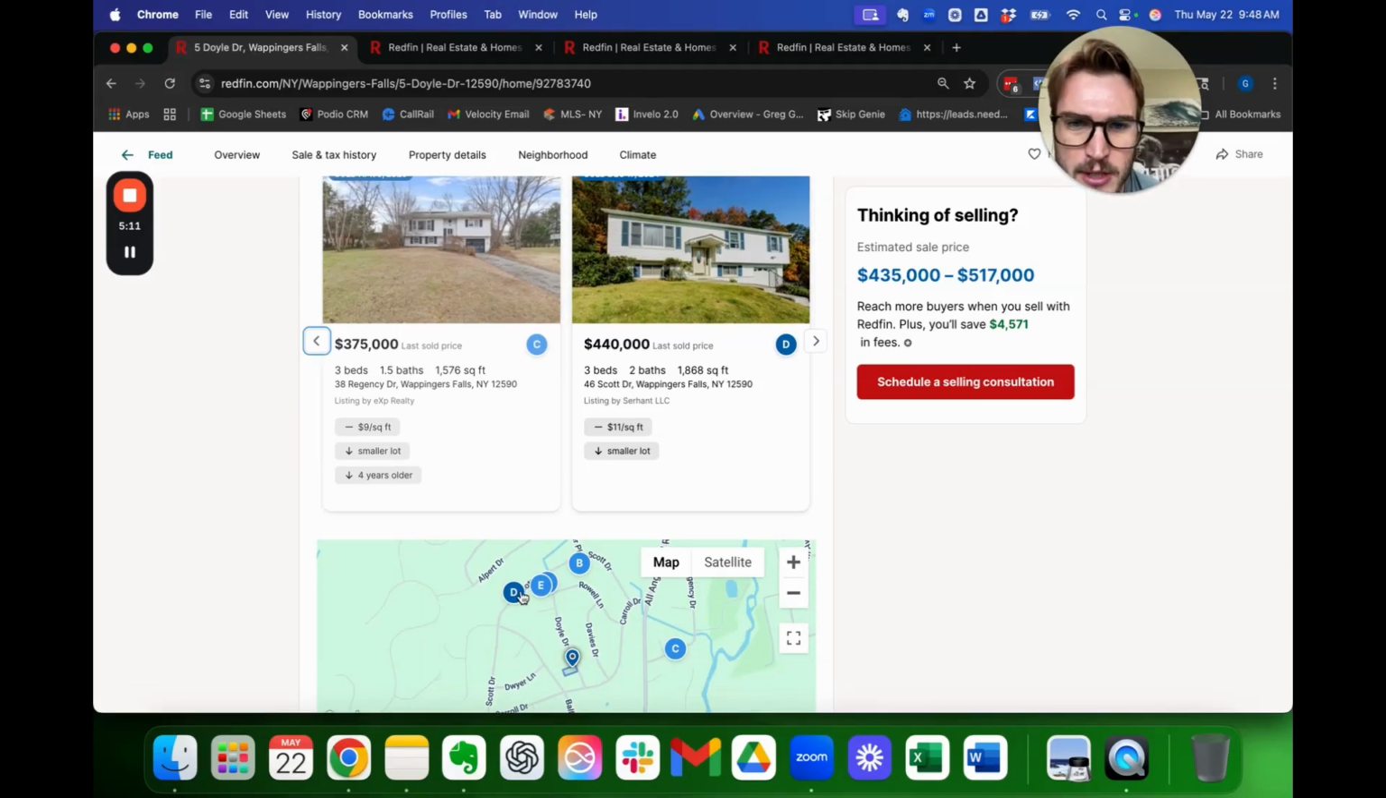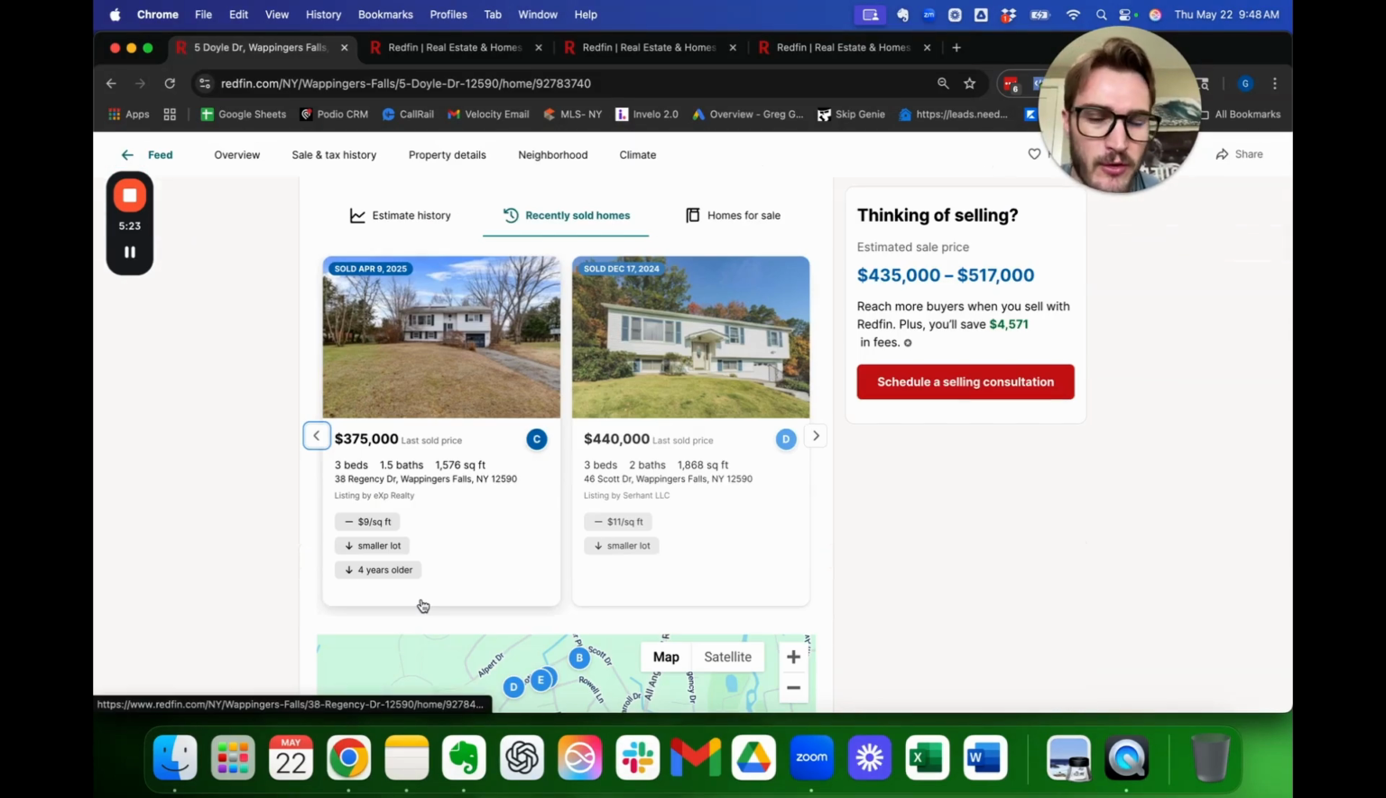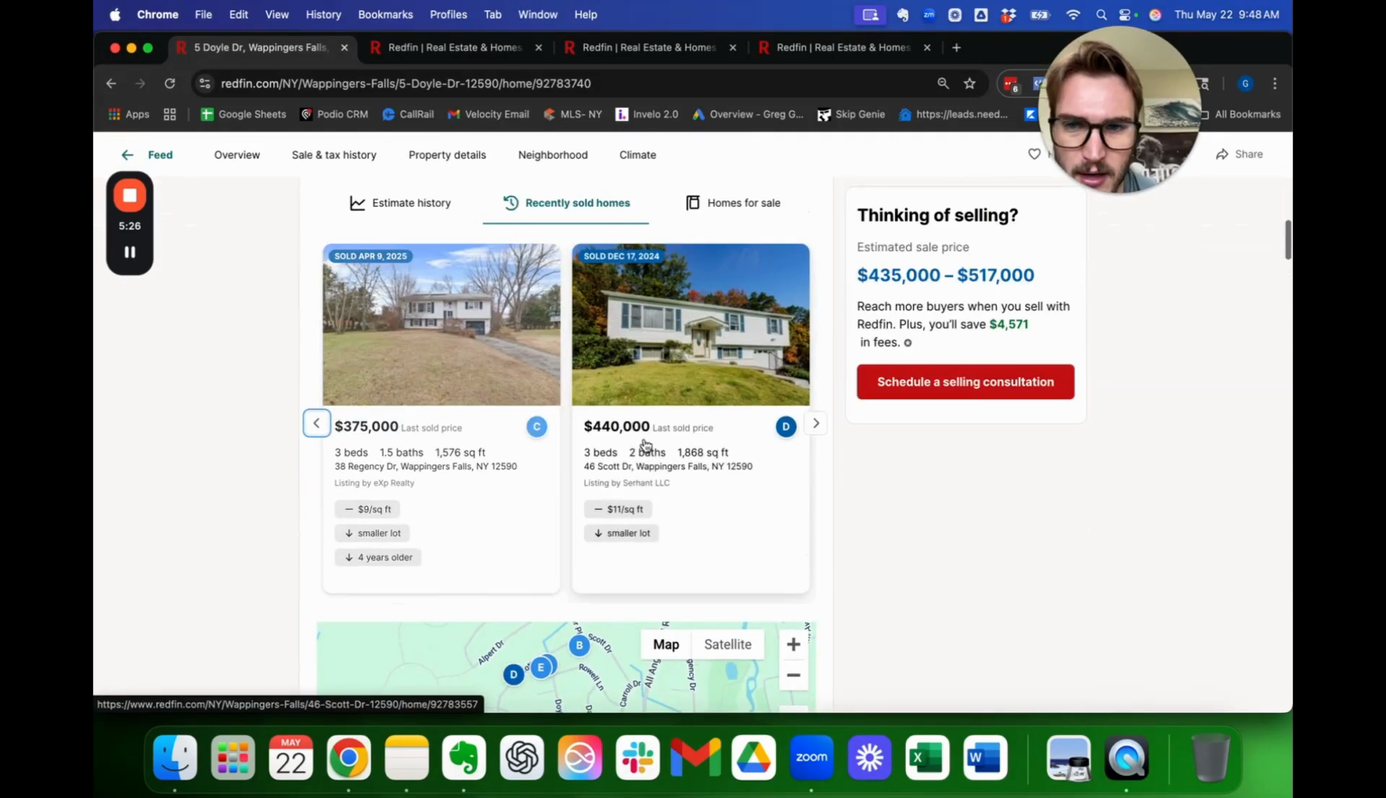So anyway, this property on 46 Scott Drive, 3-bed, 2-bath, 1,800 square feet, sold for $440. Okay, so that's pretty good. Our property could be worth $440. We got to see what's going on. That's a good data point.